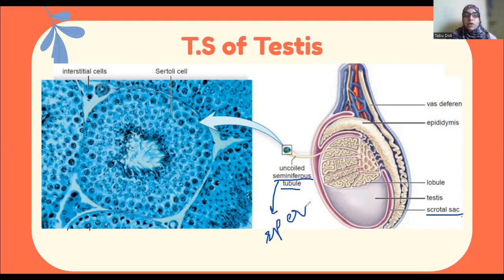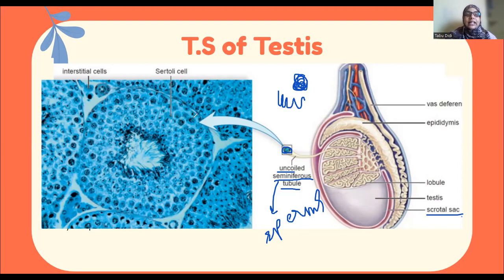Because they produce sperms, that is why the name seminiferous tubule. They are uncoiled. They are just present like this, not intertwined, so they are uncoiled. And when you cut this, this is how the picture looks. This is the TS of the testes, how it will look.